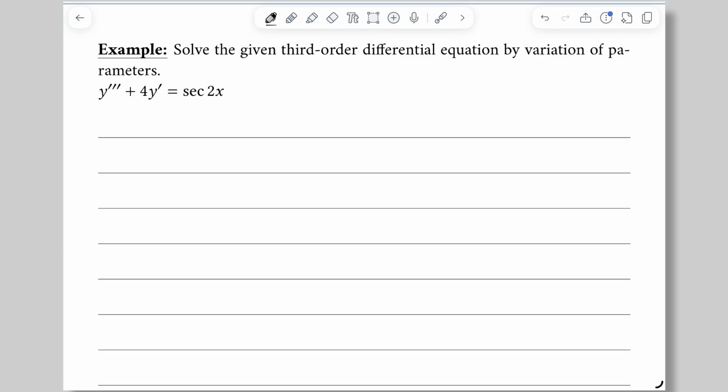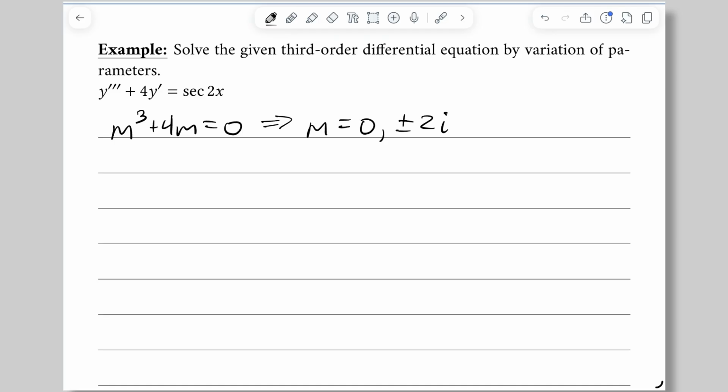I'm including this example because I want you to see how to handle a third order differential equation using variation of parameters. We've got y triple prime plus 4y prime is equal to the secant of 2x. Thankfully, it's in standard form. We have m cubed plus 4m is equal to 0. That's going to give us that m is equal to 0 or plus or minus 2i, if I'm reading that correctly.